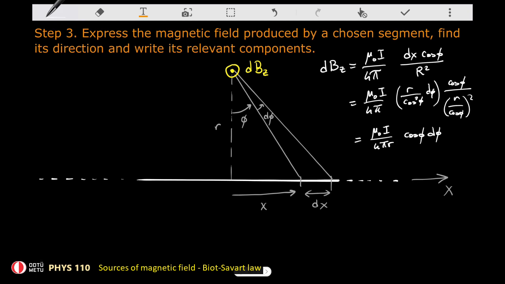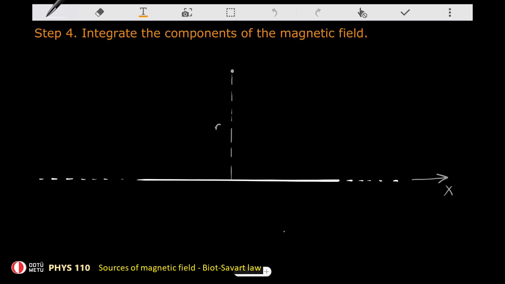So if you do all the simplifications, then you are going to see that the z component of the magnetic field is something multiplied with cosine phi and the d phi. So this is an expression that can be integrated easily. So then we can pass to the next step, integrate the components of the magnetic field.